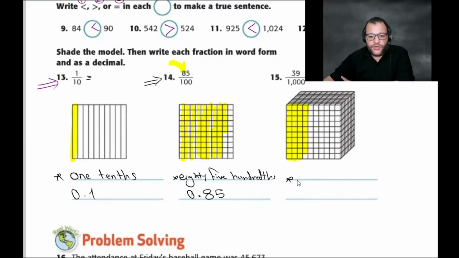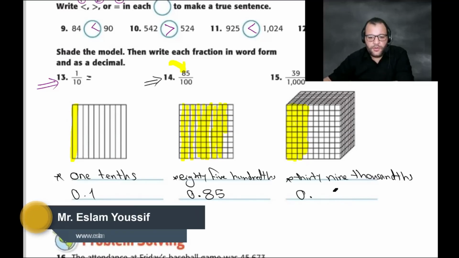39 thousandths. Okay. And how can we write it as a decimal? 0.39. Is there a 0 here? Yes, 0.39 this way.